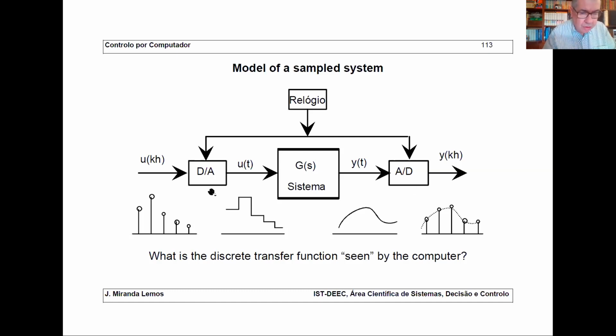Just to give you a better idea, I have here a sequence of numbers that come from the computer. At the output of the DA, I have a continuous signal, which is a staircase signal. Each value of the staircase corresponds to the number at the beginning of the sampling interval. The system reacts to this input according to its dynamics, its poles and zeros. So you have some curve, y of t, a continuous curve. Now you take samples of this continuous curve. And we want to find out the equivalent discrete time transfer function between U and Y in discrete time. Okay, this is the problem.